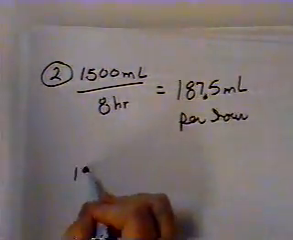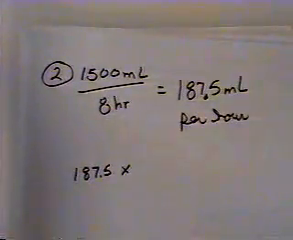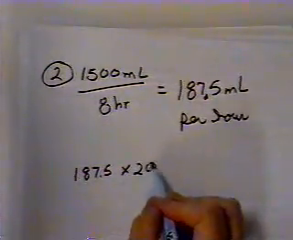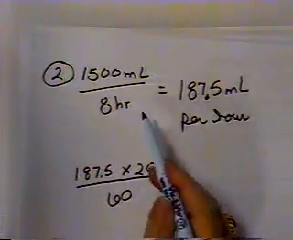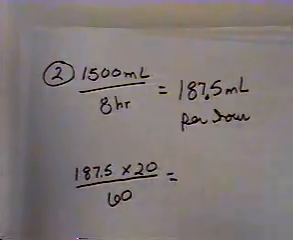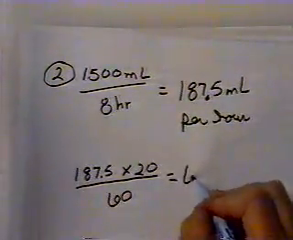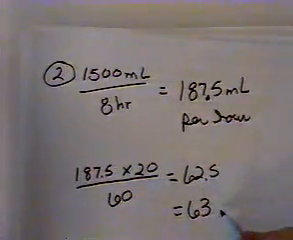Then the second step takes that answer and multiplies it times the drop factor. And what is the drop factor? 20. And we always divide by 60 because that changes it from hours to minutes. Times 20 divided by 60. But these we don't leave at 62.5. These we round up to a whole number.